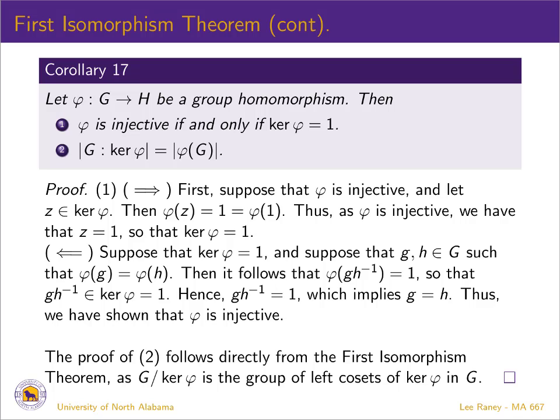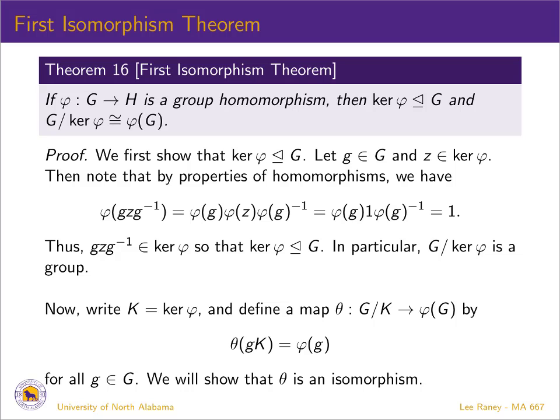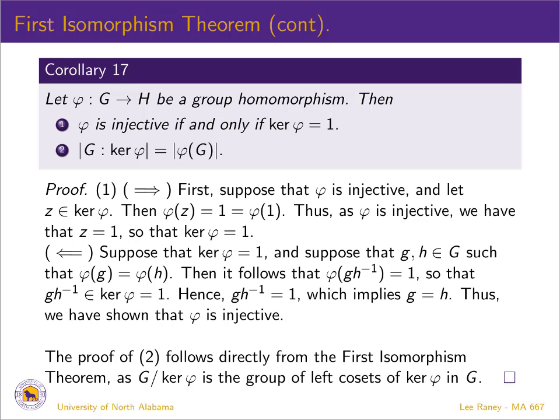Now, the proof of 2 just follows directly from the first isomorphism theorem. The index of the kernel of phi in G is the order of the group G over the kernel of phi. And in our first isomorphism theorem, we've shown that G over the kernel of phi is isomorphic to phi of G, so those groups have the same order.